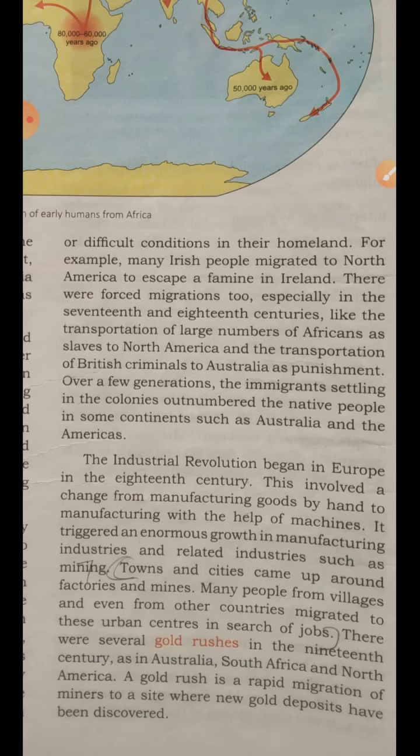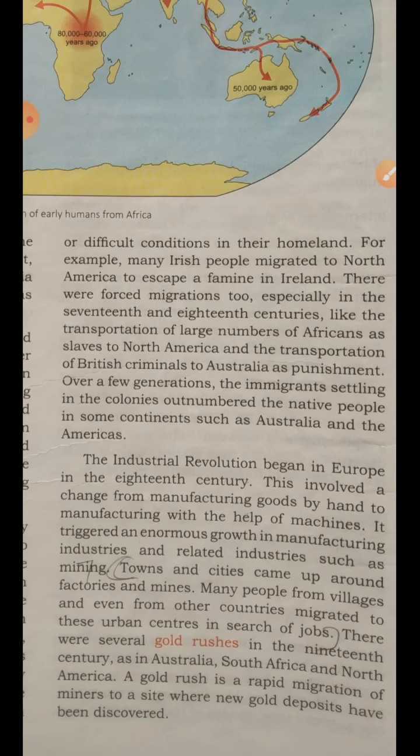There were forced migrations too, especially in the 17th and 18th century, like the transportation of a large number of Africans as slaves to North America, and the transportation of British criminals to Australia as punishment. Over a few generations, the immigrants settling in the new colonies outnumbered the native people in some countries such as Australia and the Americas.